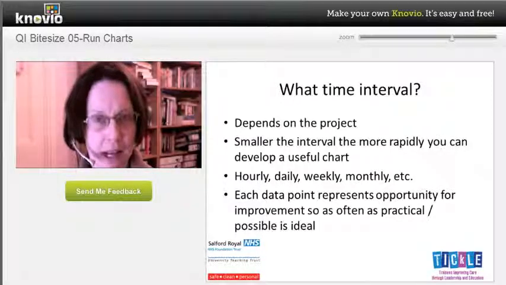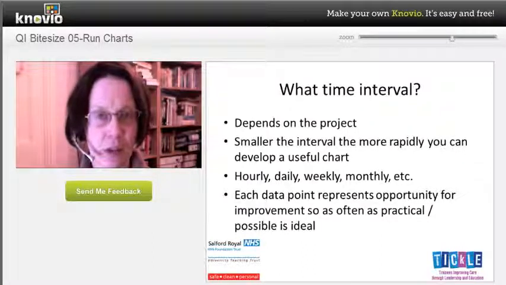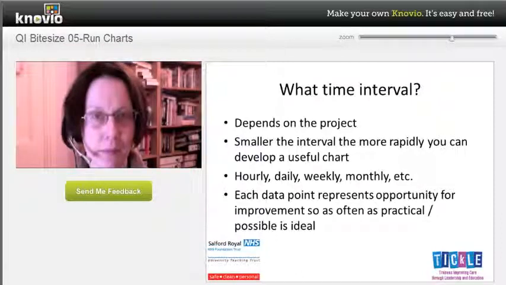There needs to be a balance between how frequently you can collect your data and not becoming overburdened by the data collection exercise, and it's this that determines how frequently you can collect your data.